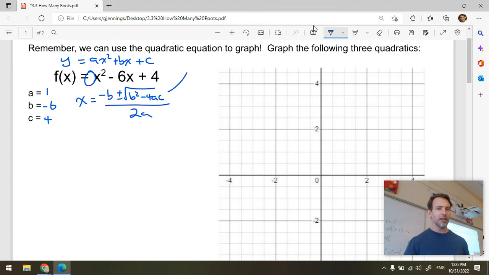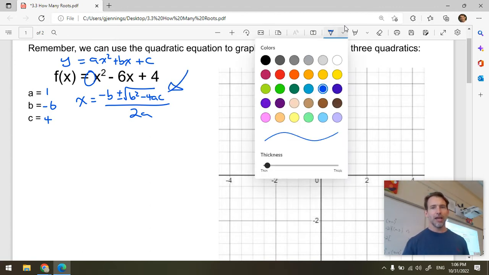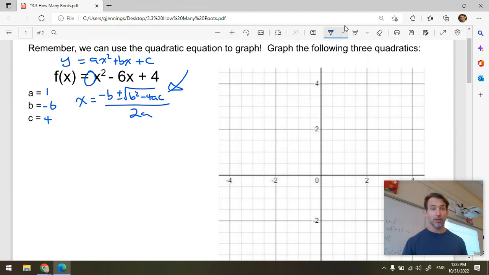So negative b plus or minus the square root of b squared minus 4ac over 2a. So you copy it out every time. This will help you remember, and it will help you avoid errors when you copy this out, because you can then substitute carefully. We've got a nice list of numbers here that we can use to substitute into those values.